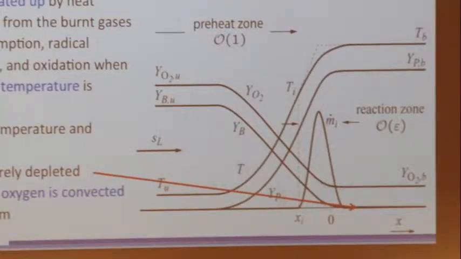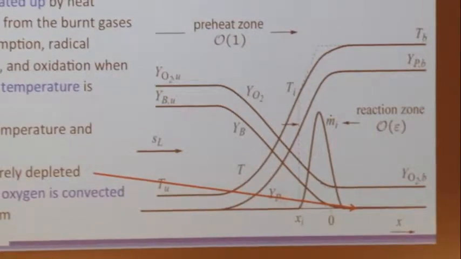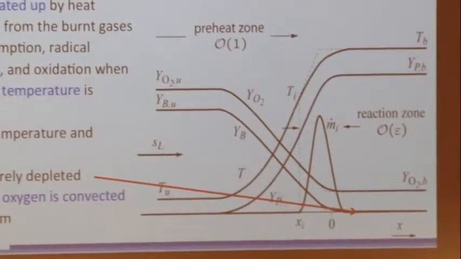I mentioned last time, for lean flames, you have oxygen left over. For rich flames, you don't have oxygen left over. In the limit of a one-step global reaction, you would have fuel left over. But in real life, the fuel is always converted to CO, and then the CO and hydrogen would be left over here.